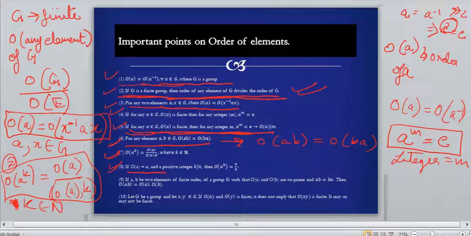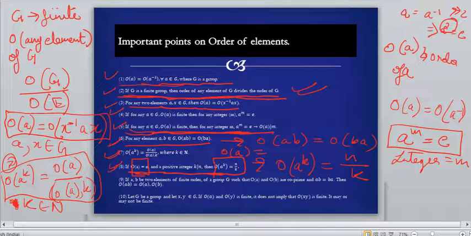It says if the order of any element a is equal to n, then for a positive integer k, the order of a to the power k will be equal to n divided by k. So if you have order of a equal to n, then this condition is going to happen.